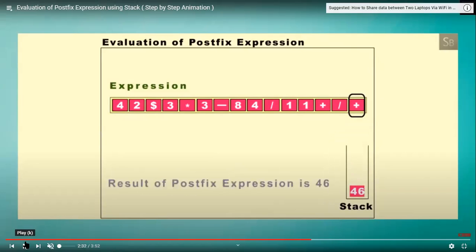Hopefully you have understood the overall process of evaluation of the postfix expression. We'll see in the next session.